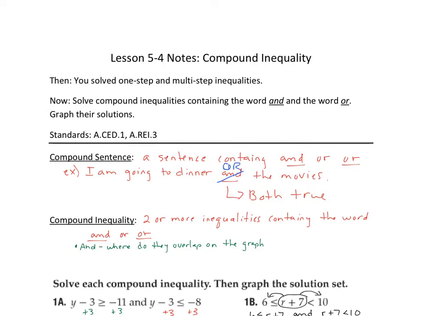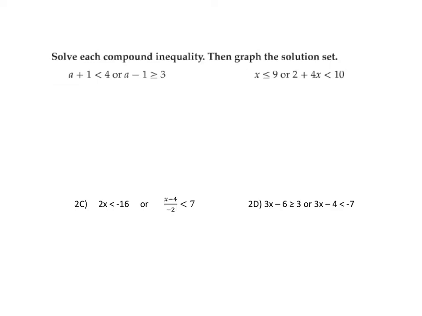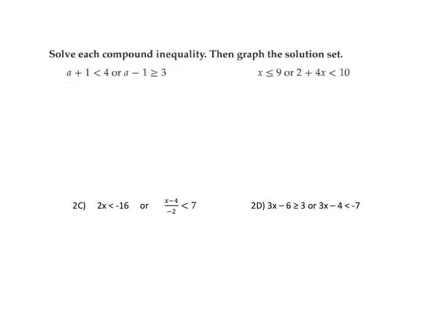Okay? Now, when I stick the word or in there, I'm now changing the meaning. If you think about it, it says, I am going to dinner or the movies. Okay? And so that's saying only one part is true. All right, we're going to be looking at this first example.